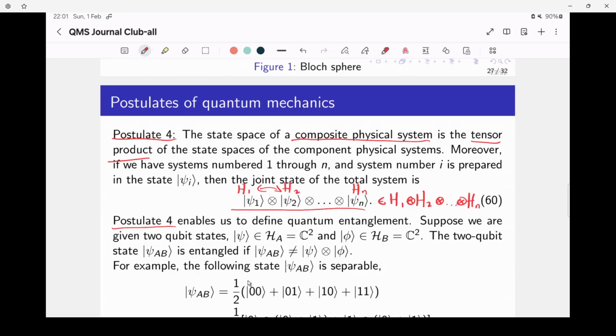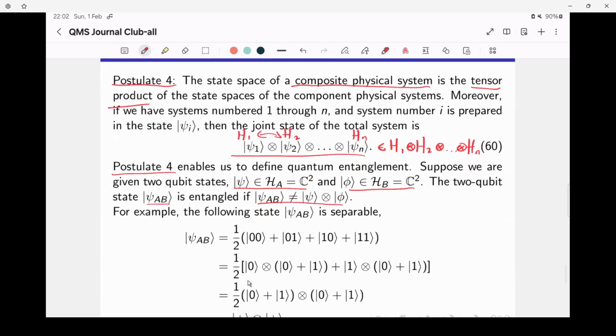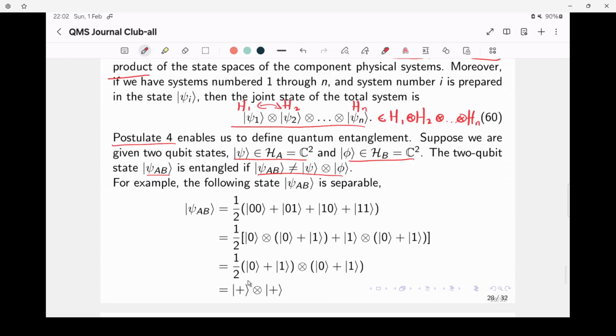So suppose you have two qubit states. The first one is given by qubit A, for example, so the Hilbert space A is labeled by HA. The second one would be HB. So let's say the two qubit state is labeled as psi AB. They will be entangled if you cannot write it in this way. This is a little bit abstract, but you can try to formulate some examples.